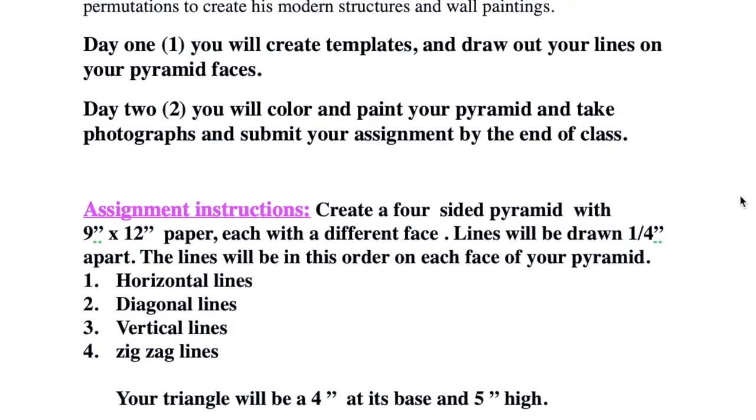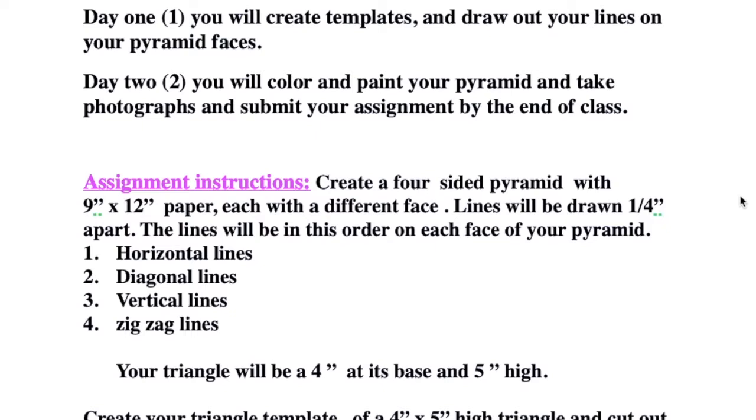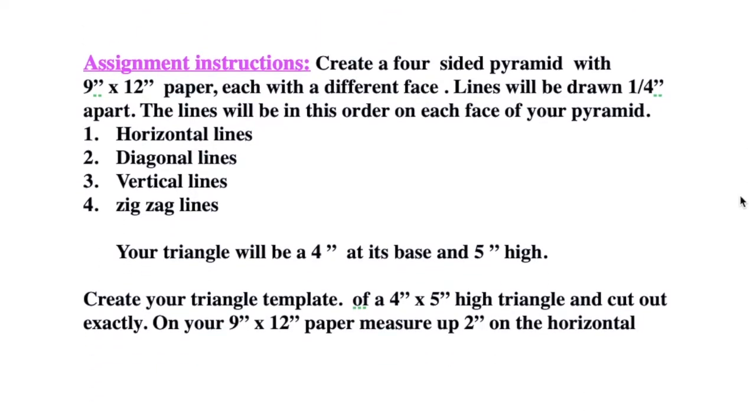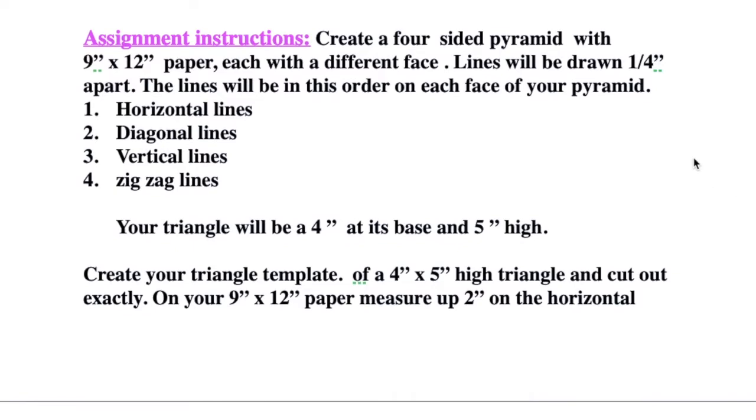Today, the first day of this assignment, you will create templates and draw out your lines on your pyramid faces. Day 2, you will color and paint your pyramid and take photographs and submit your assignment by the end of class. Assignment instructions. Create a four-sided pyramid with 9 by 12 inch paper, each with a different face. Lines will be drawn 1/4 inch apart. The lines will be in this order on each face of your pyramid: horizontal lines, diagonal lines, vertical lines, zigzag lines.